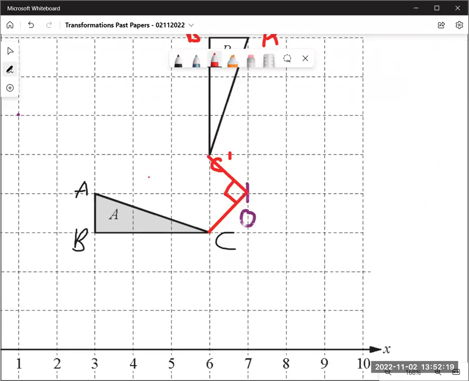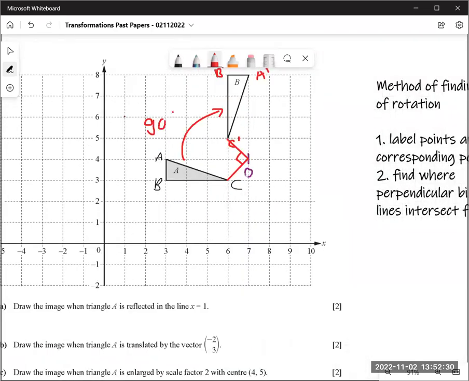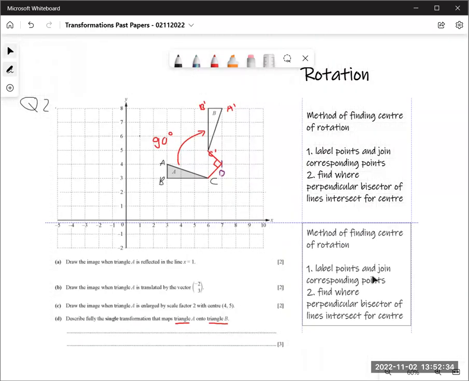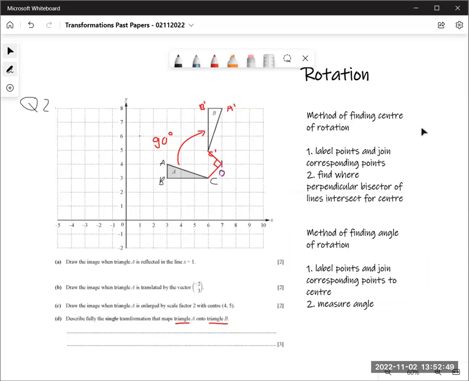Easy, right? And now all you have to do is see how it is rotating, anti-clockwise or clockwise? Well, obviously it's going clockwise. So 90 degrees clockwise. So write this in your notebook as well. Method of finding angle of rotation. Label points and join corresponding points to center. Measure angle. Could you move the cursor thing? Yeah.